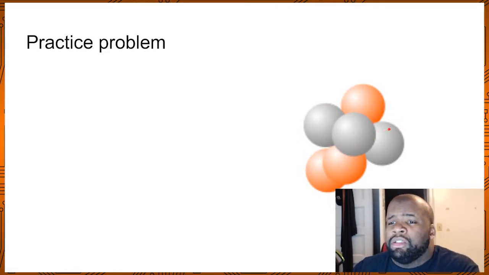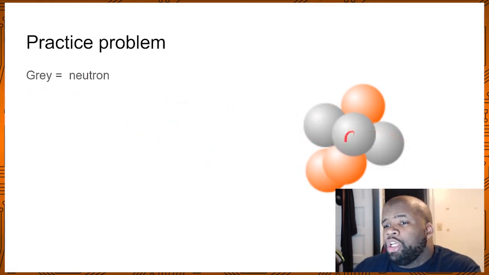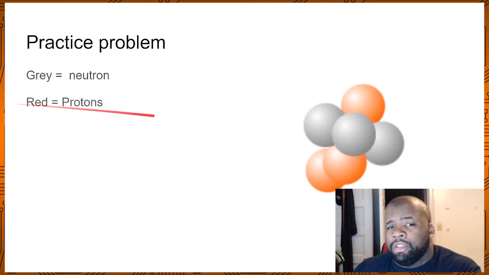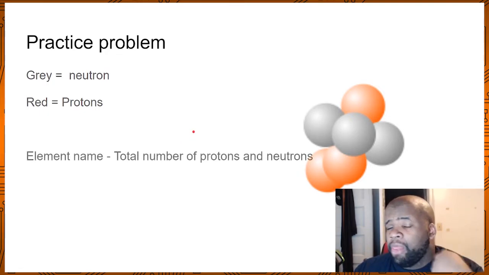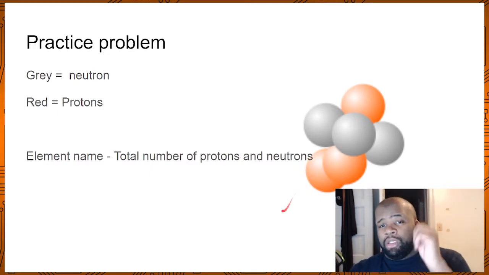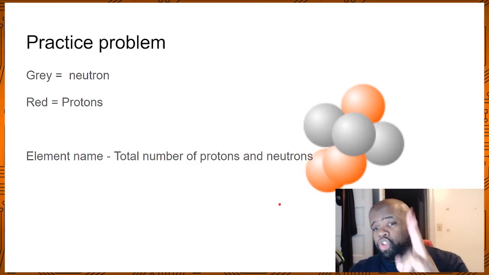So, practice number 1. The gray balls here are our neutrons. The red balls are our protons. We are going to use these things to determine what the name of this atom is. When we determine the name of the atom, there are 2 parts to it: the element name and the total number of protons and neutrons. This is technically called the mass number, but I'm not quizzing you on what this number is called. You just need to know how to get it. So we need number 1, the element name, and number 2, your total number of protons and neutrons.